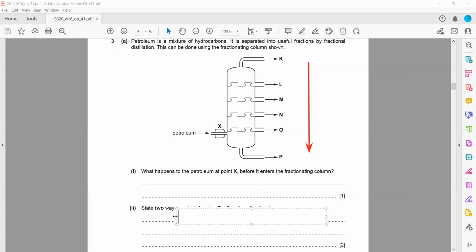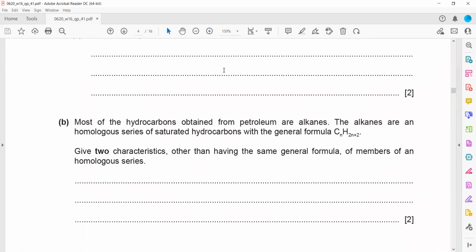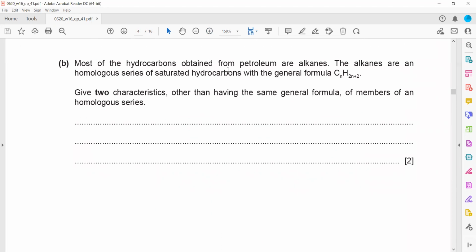Then most of the hydrocarbons obtained from petroleum are alkanes. The alkanes are a homologous series of saturated hydrocarbons with the general formula CnH2n+2. Give two characteristics, other than having a general formula, of a member of a homologous series. So what are the characteristics of a homologous series? In a homologous series, they have similar chemical properties, and physical properties gradually change.